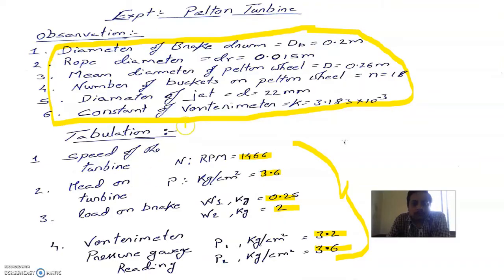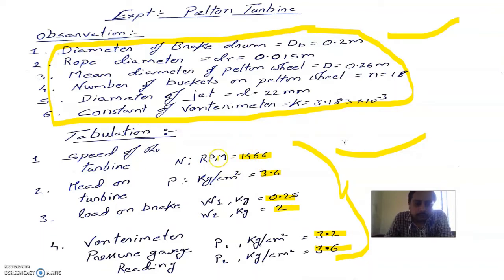Hi everyone. So in this part of the video we are going to see the calculation part. In the previous part, you have seen how to take the readings with the Pelton turbine. So this is an observation tabular column, which is already given. This is part of a data sheet where we have taken certain readings. I have taken only one set for calculation.